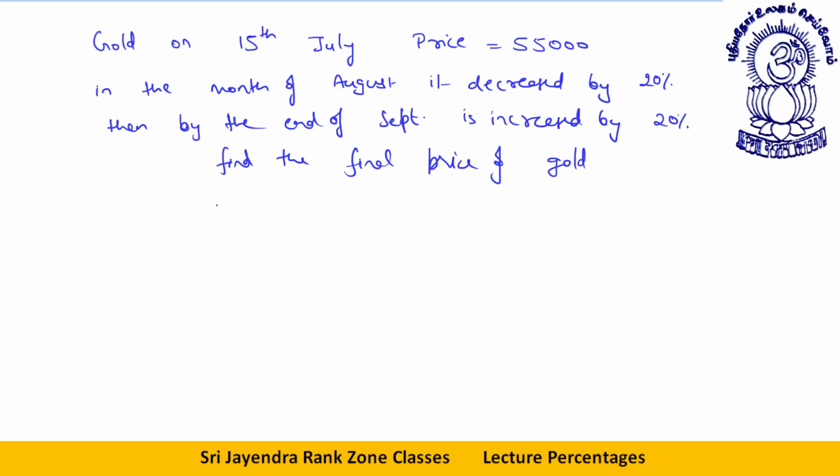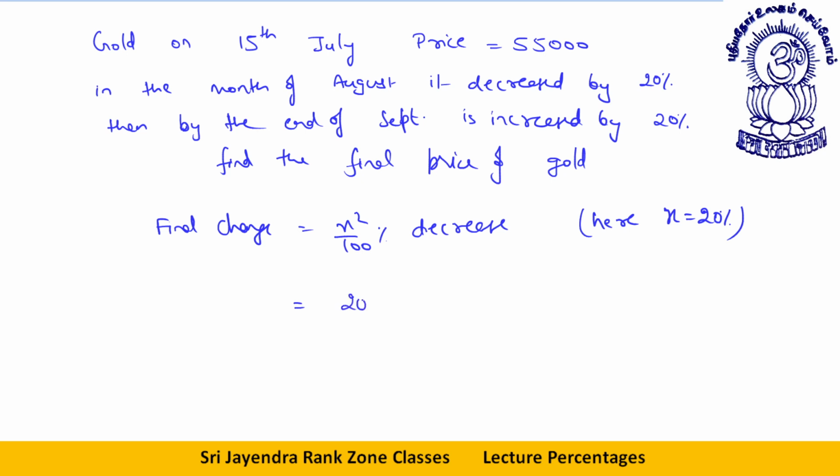So here, what will be the final change? The final change will be X square by 100% decrease. What is X? Here, X is equal to 20%. So what I can say, final change is equal to 20 square upon 100 this much percent decrease. Okay, so it becomes 400 by 100 or 4% decrease.